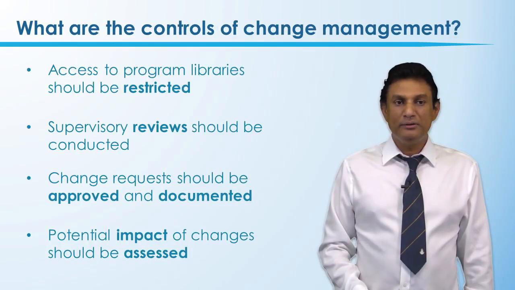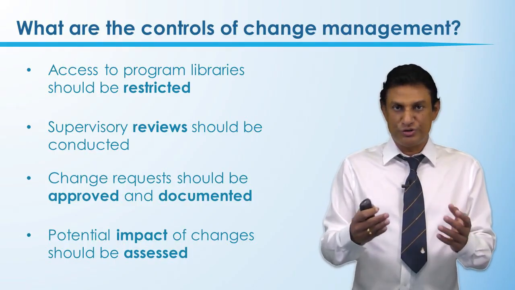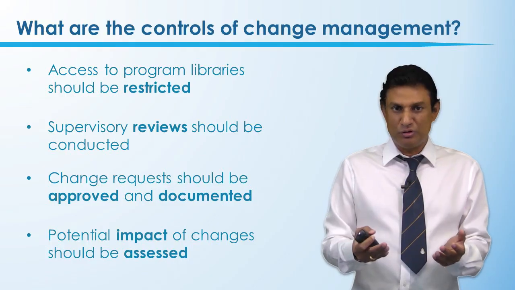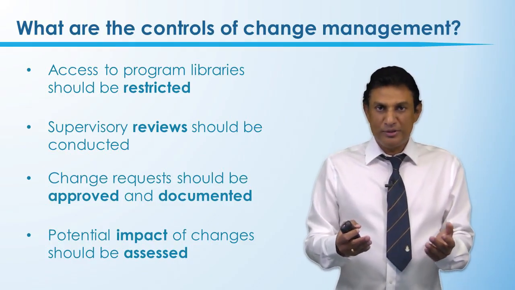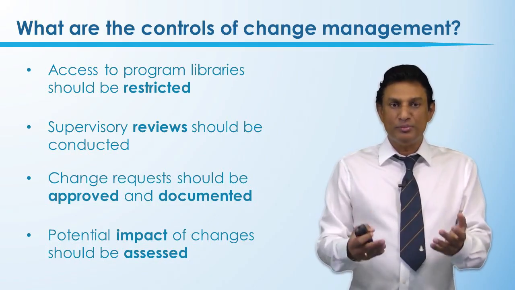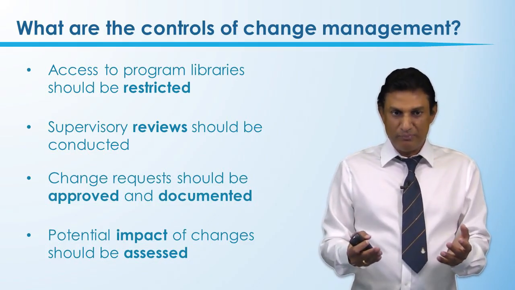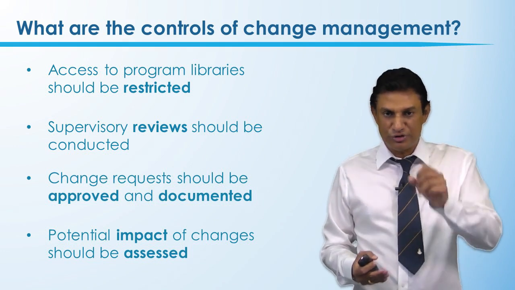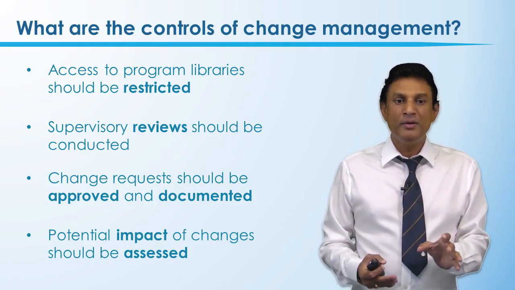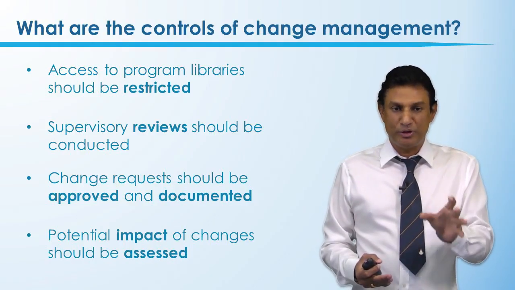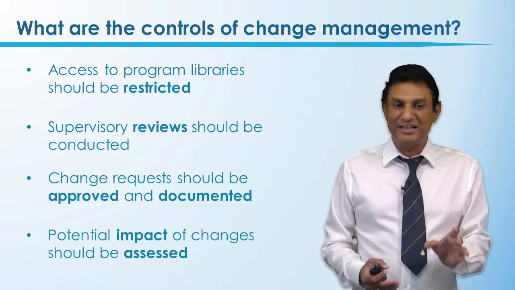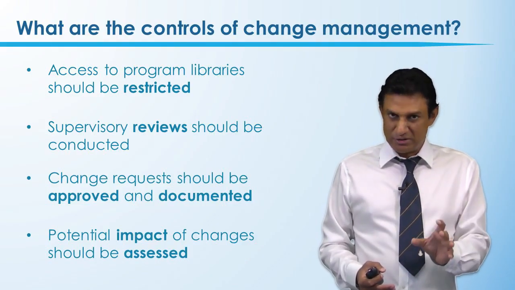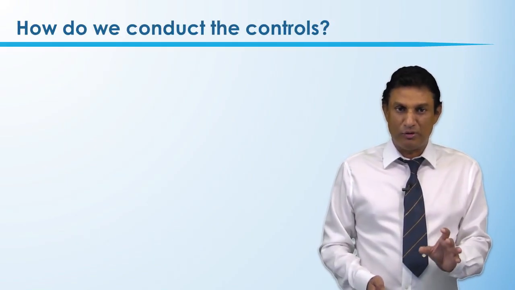Okay. So now we look at what the controls are to minimize the misuse of change control. Number one is restricted access to the libraries, right? And then supervisory reviews have to be done. How we do the supervisory reviews, I'm going to discuss with you in a few minutes' time. Then a change request should be approved and documented, and number 4 says that impact has to be assessed. What does impact assessment mean? Do a proper testing of the change. That's very important here.